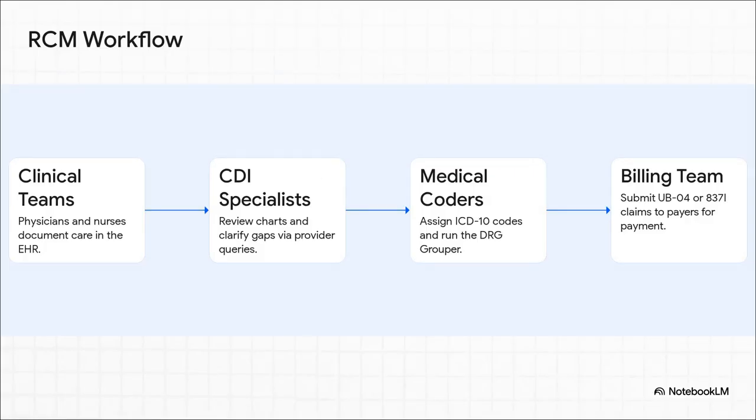The linear flow of this team effort starts with the clinical teams, doctors and nurses providing the source documentation. Next up, the clinical documentation integrity, or CDI specialists, review the chart and raise non-leading queries to clarify any vague gaps. Then, medical coders assign the final ICD-10 codes and run the grouper software. Finally, the billing and revenue cycle management team steps in to submit the UB04 or 837I claims to the payers. Like I said, it is the ultimate team sport.